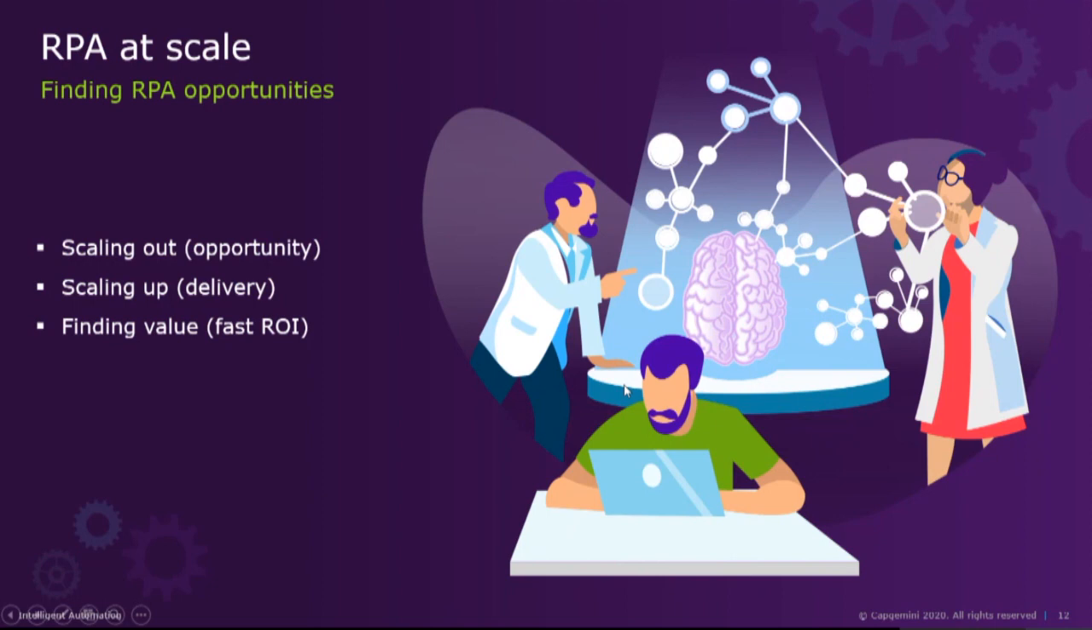So as we look at building RPA at scale and getting the most out of that scale, there are three aspects we want to think about. Scaling out is finding those new opportunities that are just right for RPA. Scaling up is making sure you have the development and technology capability necessary to deliver those new opportunities. And of course, the last piece is finding value. We want to keep the ROI curve of the money invested in developing these RPA tasks as short as possible. Typically, the target is under 1 year.